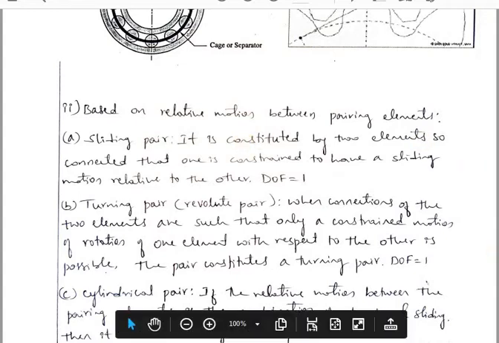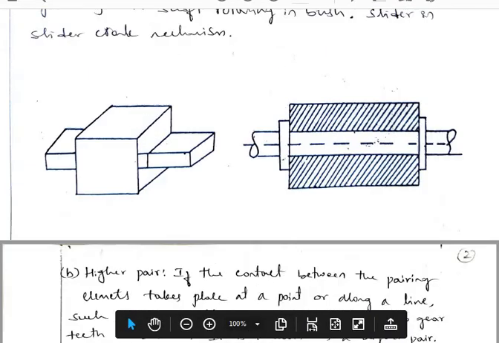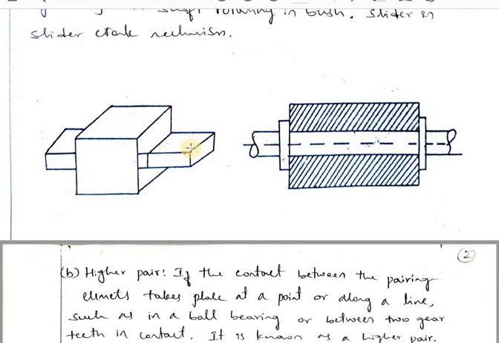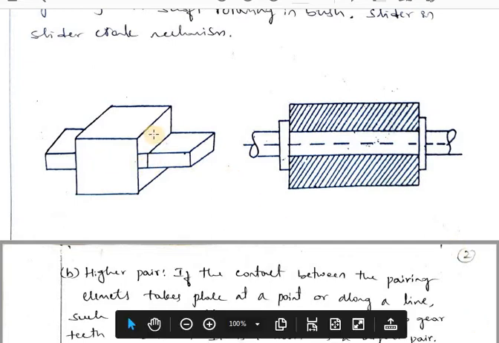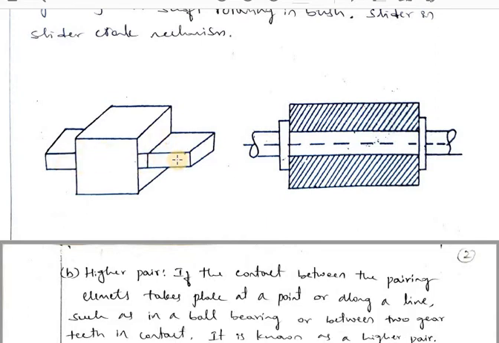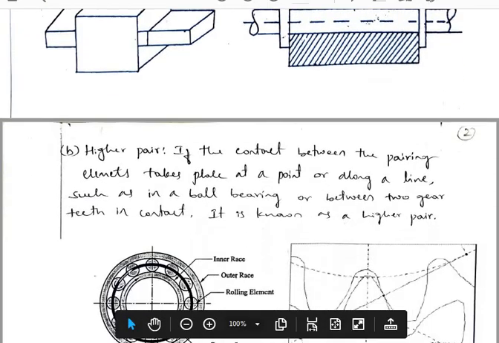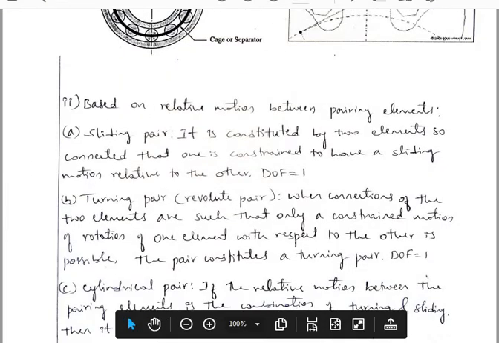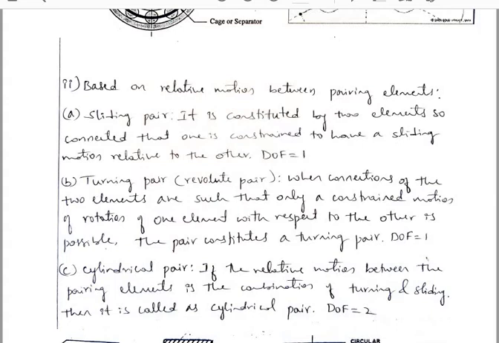Okay. Again here you can see in this example, this slab can slide under this slot under the cube. Okay. Only this motion is possible here. Okay. So this is called as a sliding pair. It can slide only in forward or backward direction. It can only slide, it cannot rotate. Okay, so this is called as a sliding pair. So that is having 1 degree of freedom.